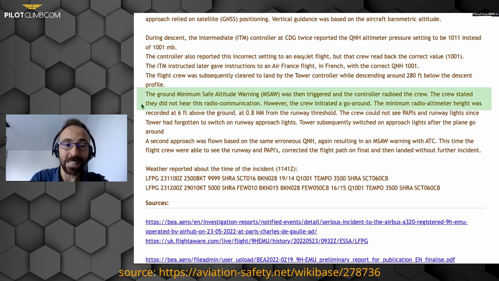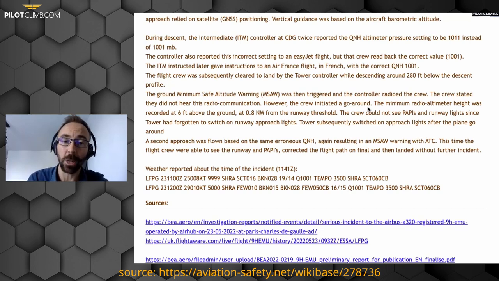The crew stated they did not hear this radio communication. However, the crew initiated a go-around because what is important, guys, to remember, is that the first sign you get in case you set the wrong QNH is the EGPWS. So you will start to hear these terrain calls ahead of time, the 2,500 feet call or the terrain warning and terrain caution.